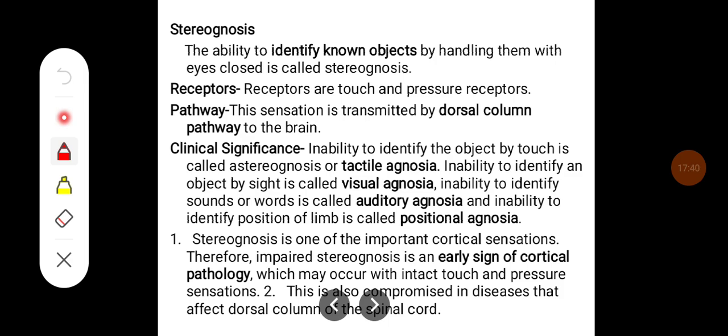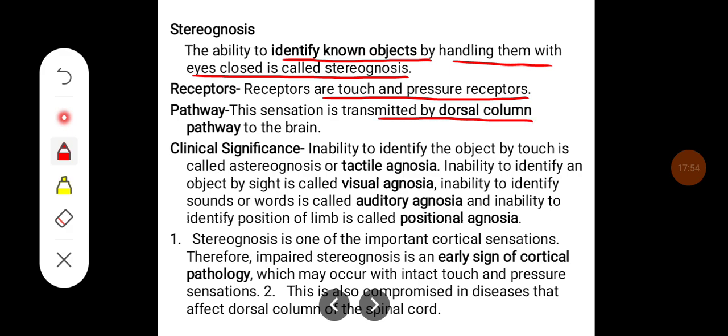Stereognosis is the ability to identify known objects by handling them with eyes closed. The receptors are touch and pressure receptors. The pathway, it is transmitted by the dorsal column pathway to the brain. Inability to identify the object by touch is called astereognosis or tactile agnosia.